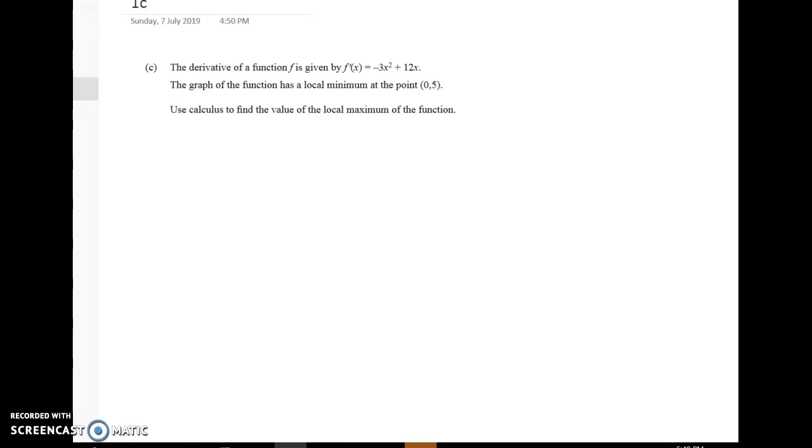Here we're given the derivative of a function. So we're given the gradient function, and it's a quadratic, a parabola, and we're told that the graph of the function, which means the graph of f of x, has a local minimum at the point 0,5. Use calculus to find the value of the local maximum of this function.